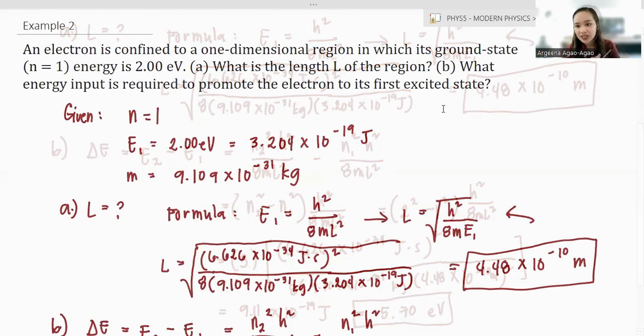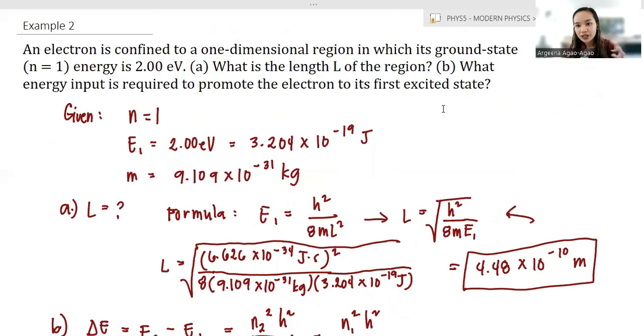Those are the two example word problems for this topic.